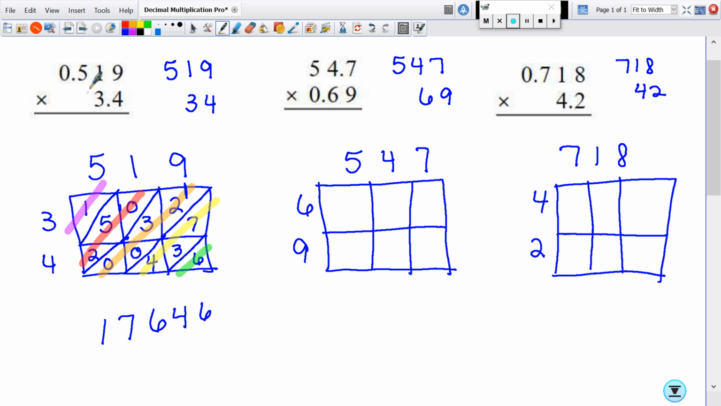Now you take care of the decimals that you had at the beginning in the original part of your problem. So you want to count how many numbers you have total after the decimals. So I have 1, 2, 3, 4 numbers after the decimal total. So you want 4 numbers after your decimal in your answer. You go from right to left: 1, 2, 3, 4. So I'm going to put the decimal there so that I have 4 numbers after my decimal. So this is the answer to that one.